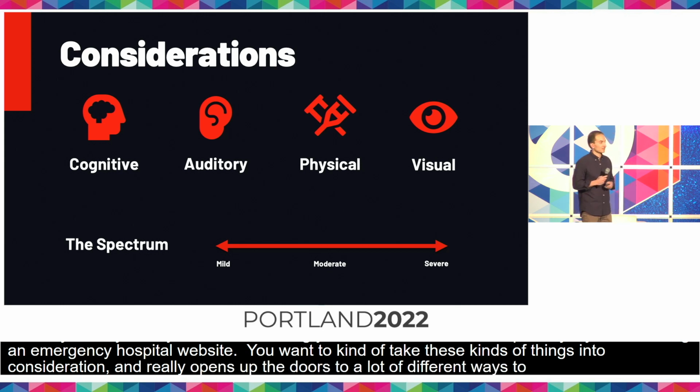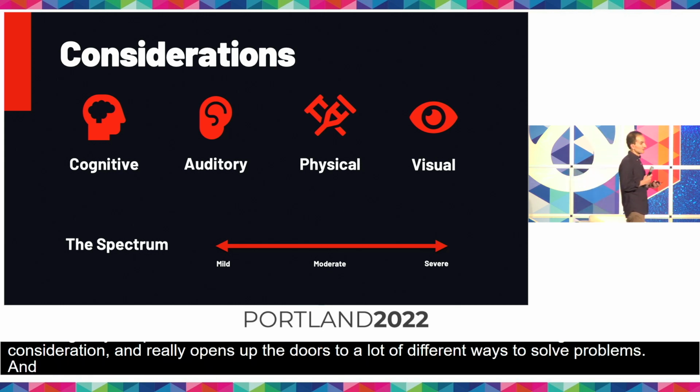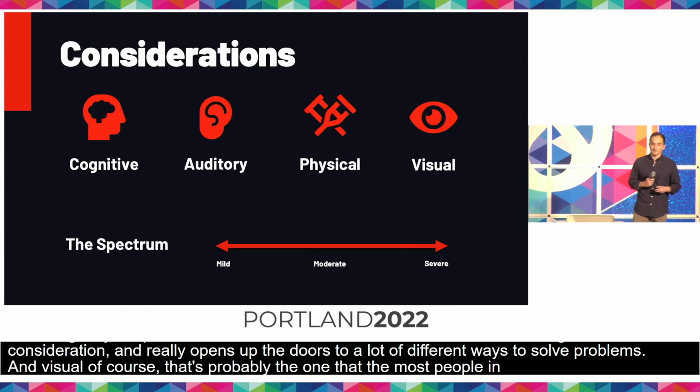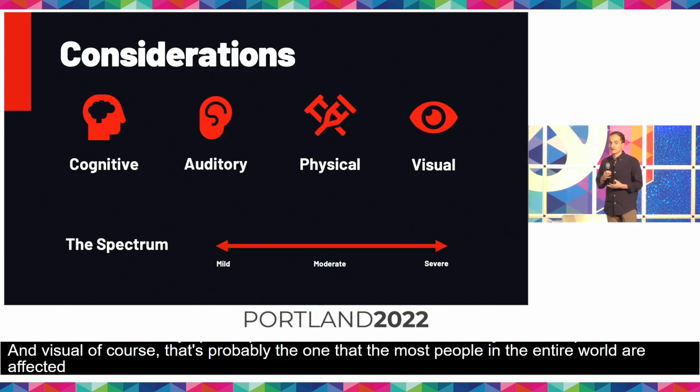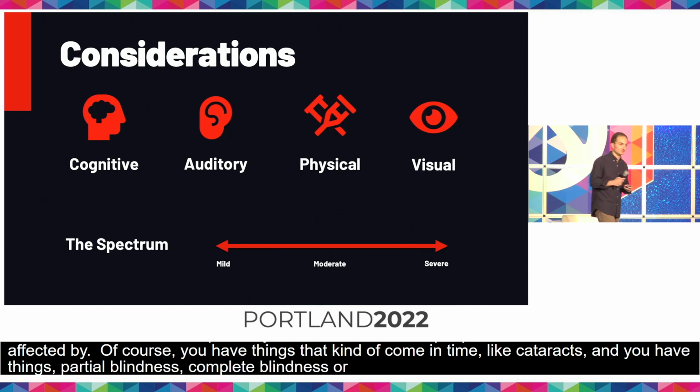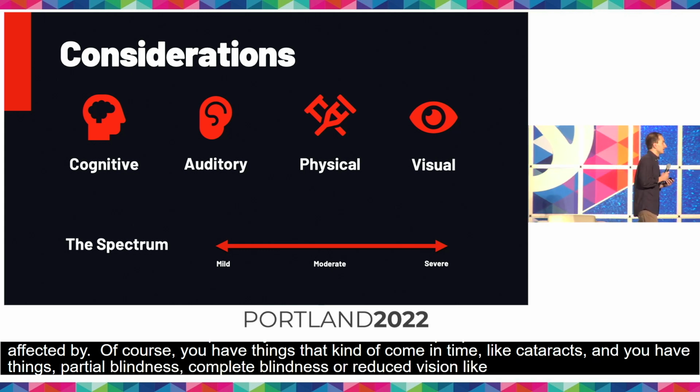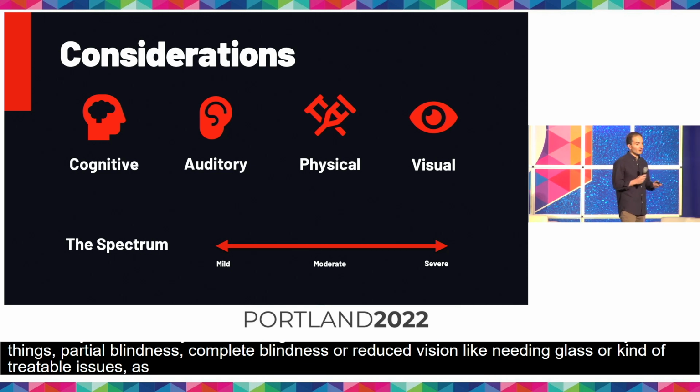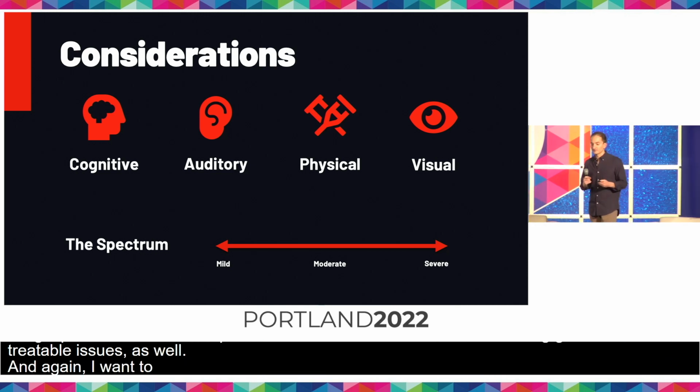In visual, of course, that's probably the one that the most people in the entire world are affected by. Of course, you have things that come in time, like cataracts, and you have partial blindness, complete blindness, or just reduced vision, just like needing glasses for treatable vision, if you will. And again, I want to reemphasize the fact that all this lives on a spectrum of all different types of varieties.